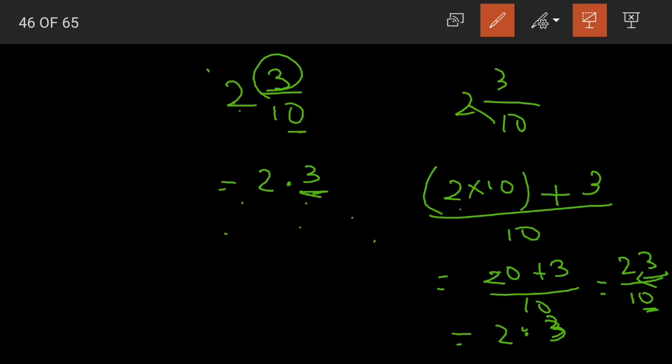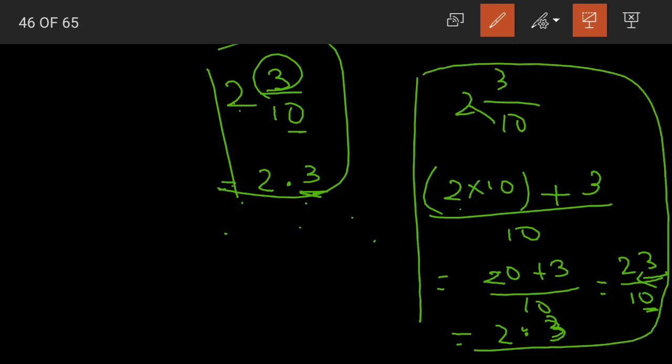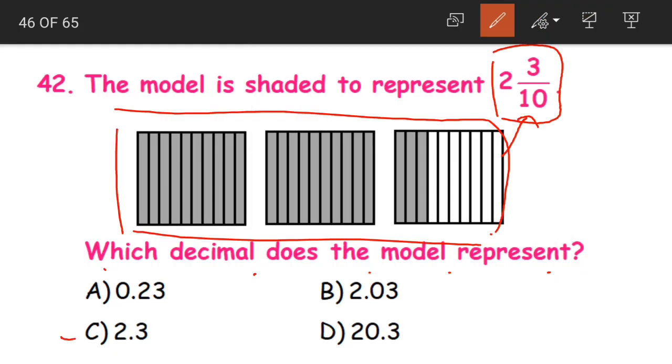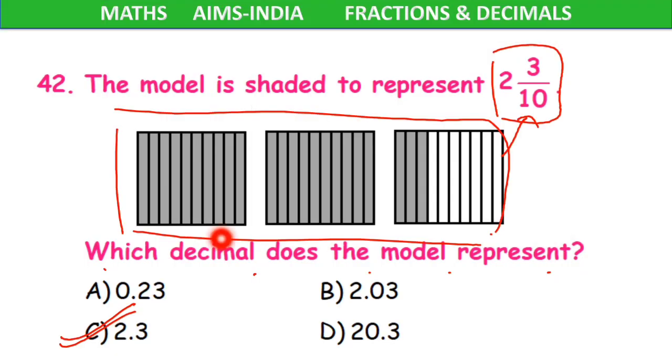Understood, children? You can either do it like this or the long way. Either way the answer would be 2.3. Go with the option that you are comfortable with. What is the correct answer now? Option C, 2.3 is our correct answer.